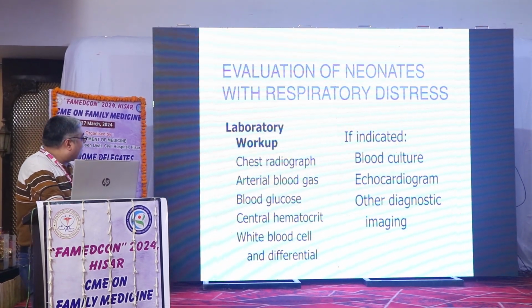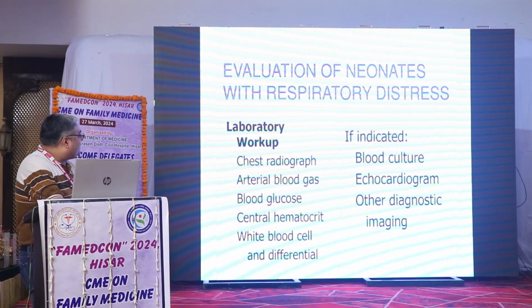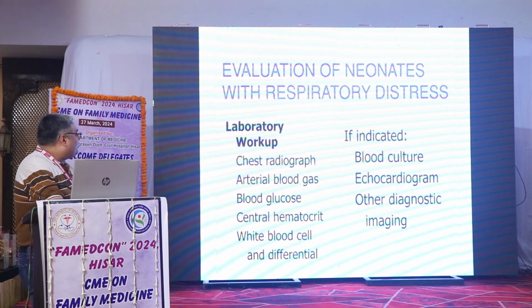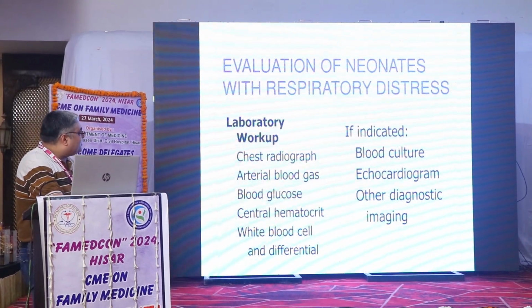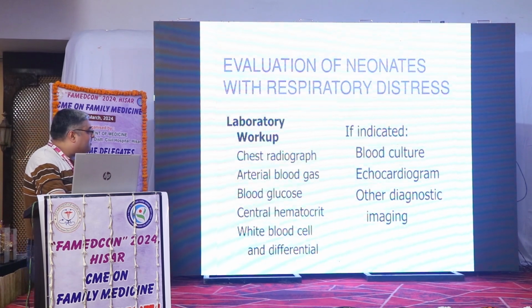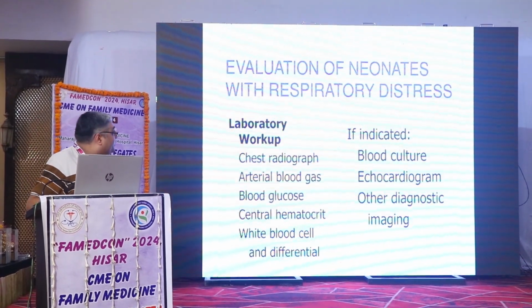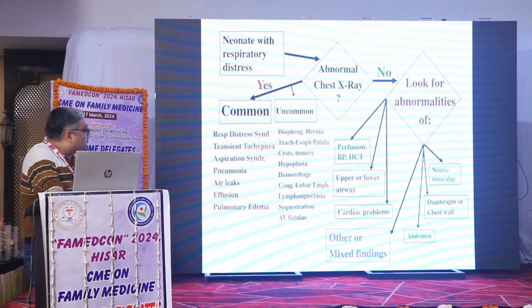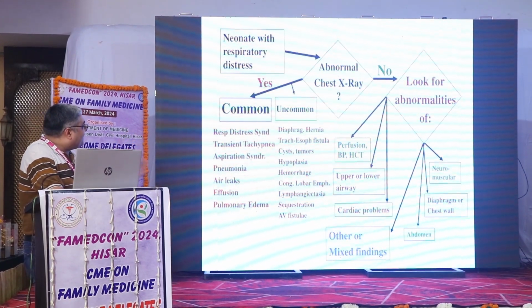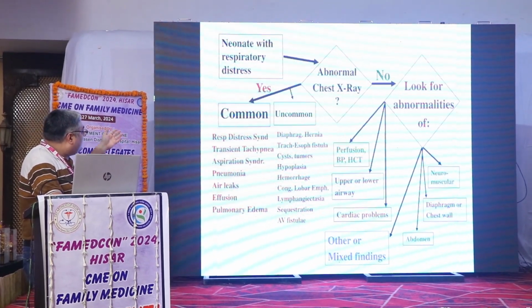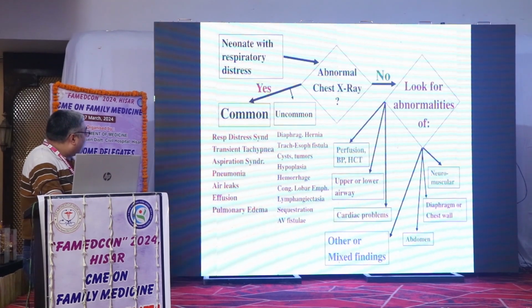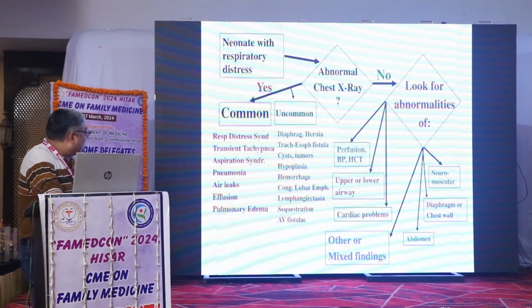Then laboratory workup: we do chest X-ray, blood gas, blood glucose, hematocrit, total count, differential count, blood culture, and other diagnostic investigations. Okay, this is a short flow chart. First, we do the X-ray. If it is abnormal, then commonly the first thing is HMD.